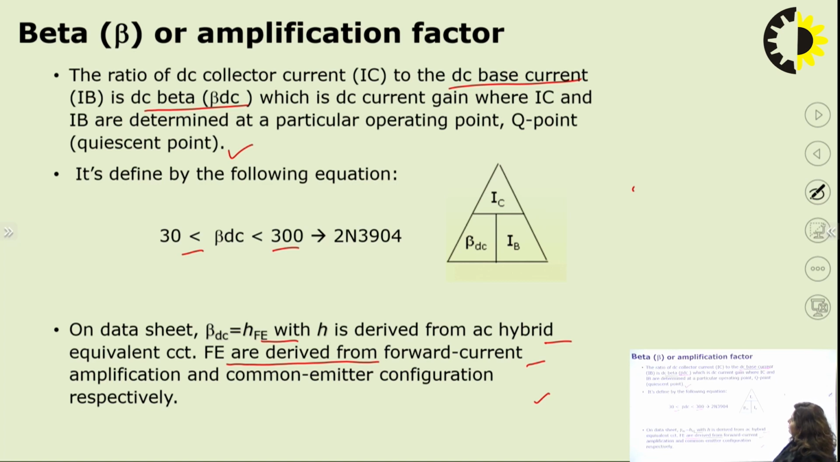So with the help of alpha and beta, we can design our transistor for any particular application, whether it is used for amplification or for digital circuits.